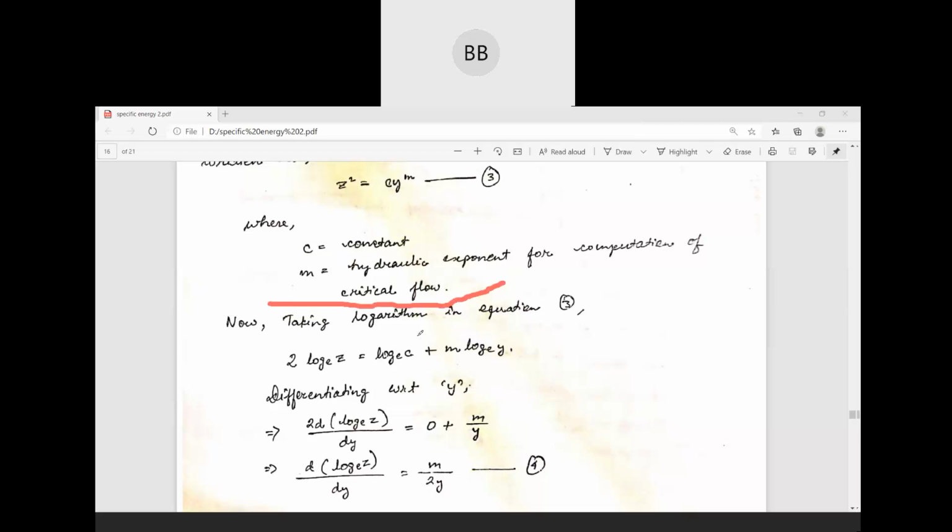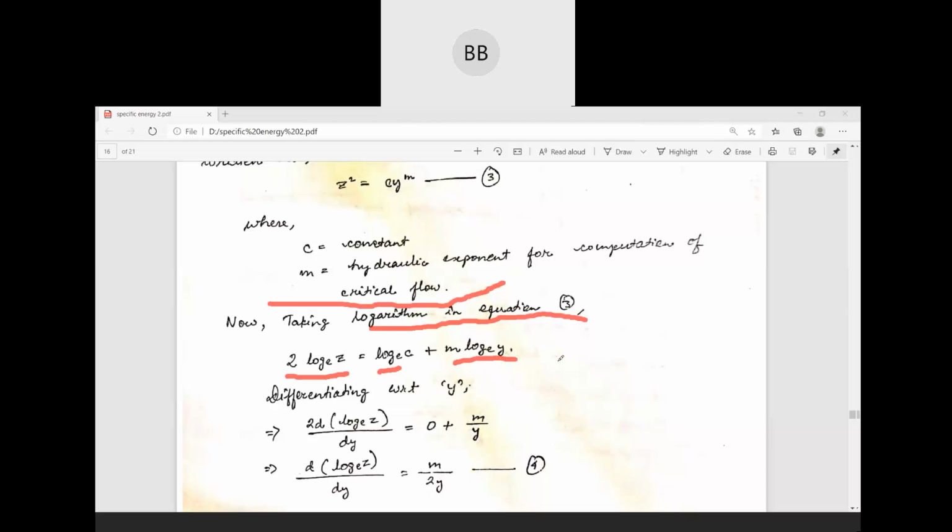Then we are going to take logarithm in equation number 3. So it will be Z squared, so it will be twice log E Z is equal to log E C plus M log E Y. Okay, so Y to the power M is there, so M will come here multiplied by log E Y.